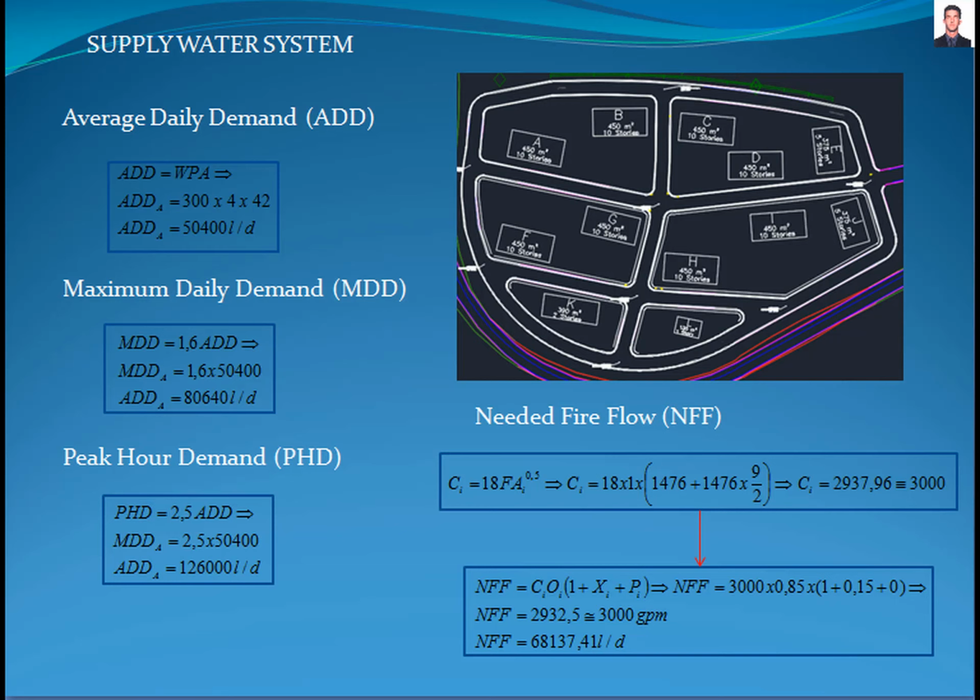The average daily demand can be calculated with this equation, where W is the estimated water demand by one person in a day, P is the average number of persons that live in an apartment, normally taken as 4 persons, and A is the quantity of apartments that compose the building. For example, for building A, the average daily demand is 50,400 liters per day.